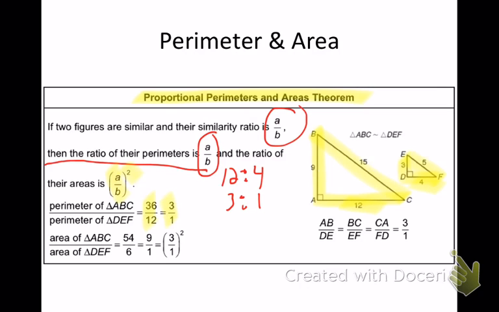What happens here is when you find the area of a triangle, half base times height, you actually get 54 over 6 or 9 over 1, which is equivalent to 3 over 1 squared. Okay, so you need to square the ratio in order to solve this. Now, why does that help? Because we can find the area of shapes that are similar or proportional.